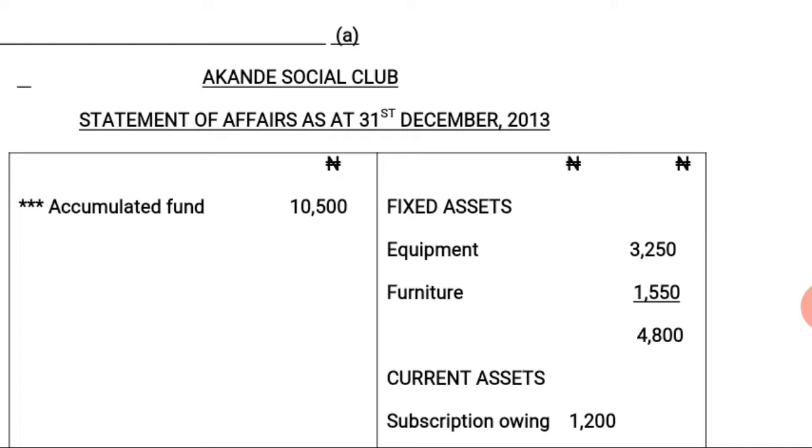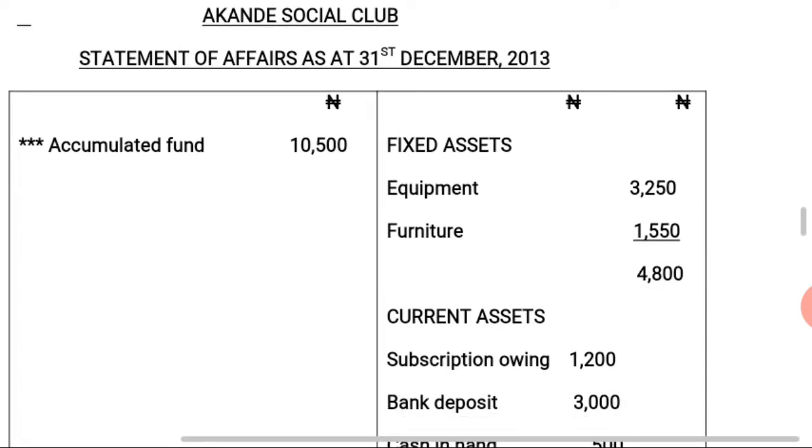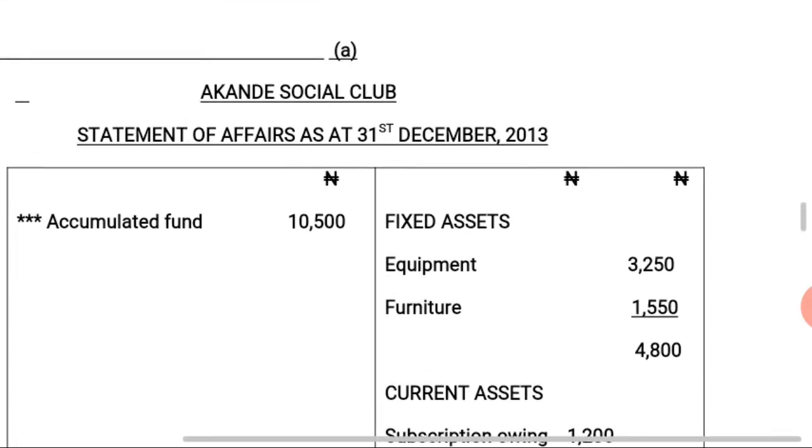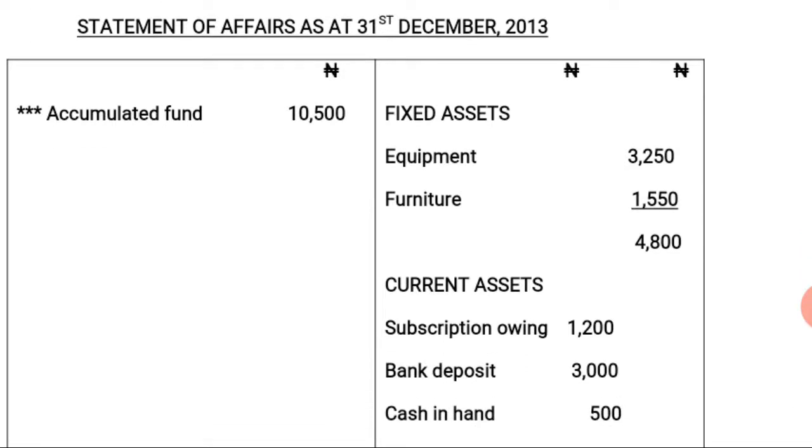From the question, the name of the social club was Akande, therefore the heading will be Akande Social Club. And as the first to be prepared, statement of affairs as at 31st December 2013.